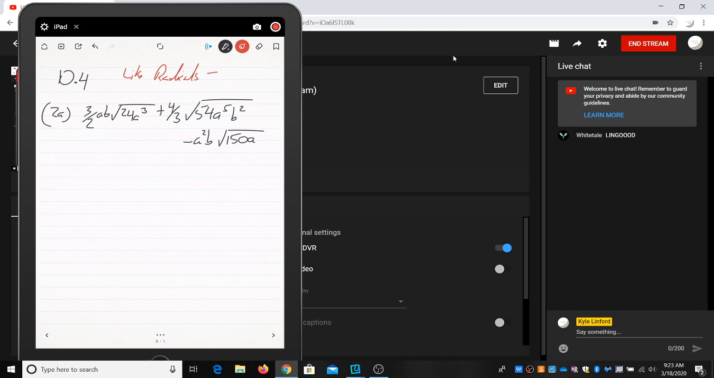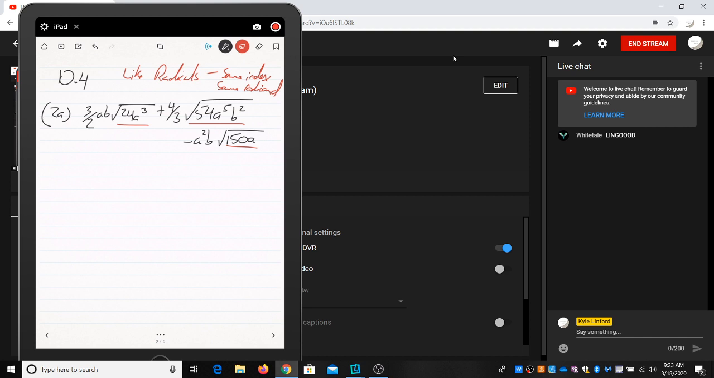Like radicals are radical expressions that have the same index and the same radicand. Okay, same index and same radicand. So right away, most students would say, well, look right there. Those aren't the same radicands, right?